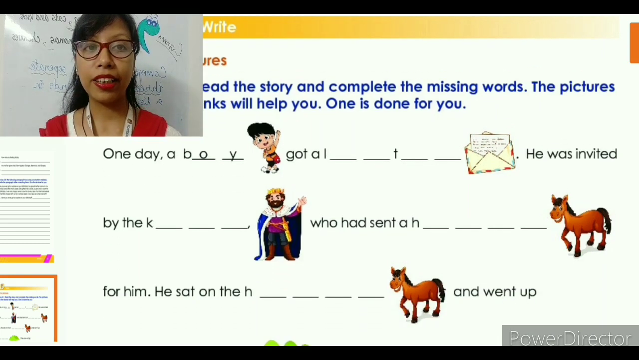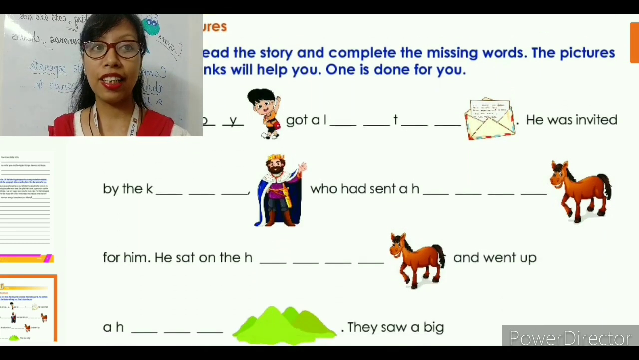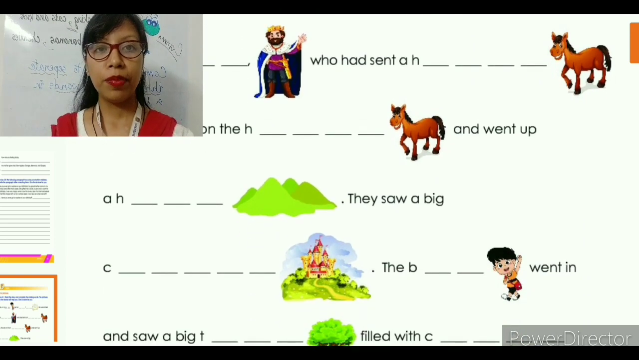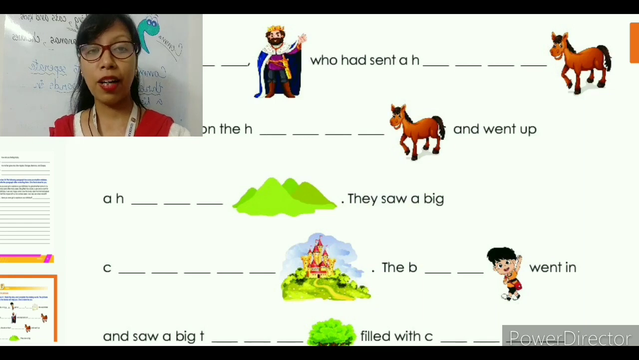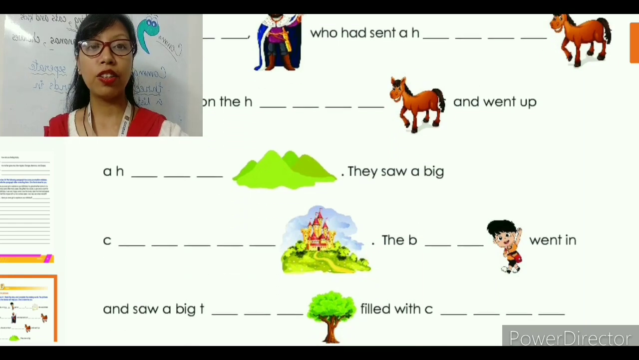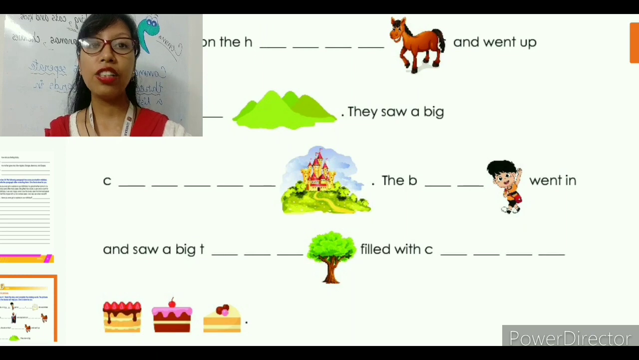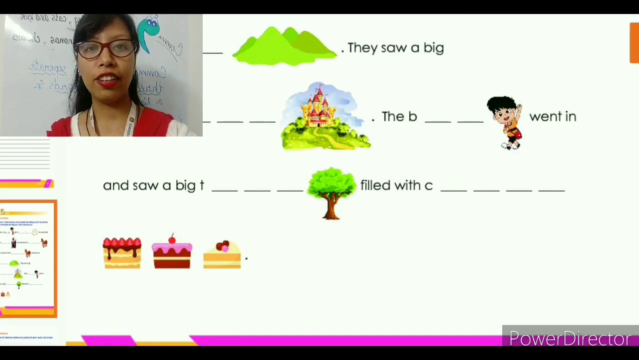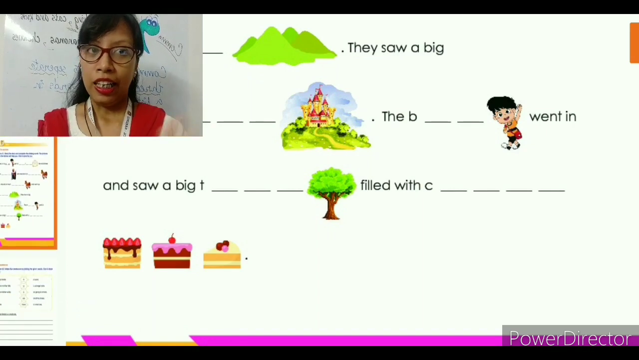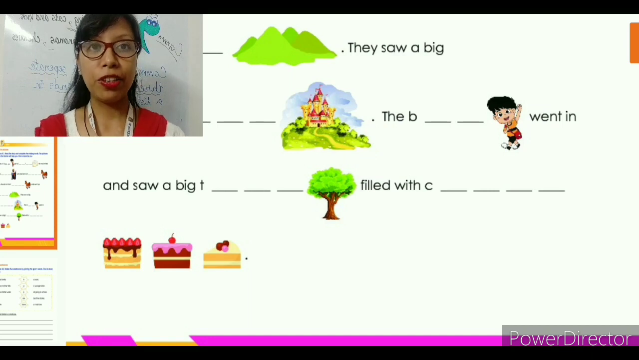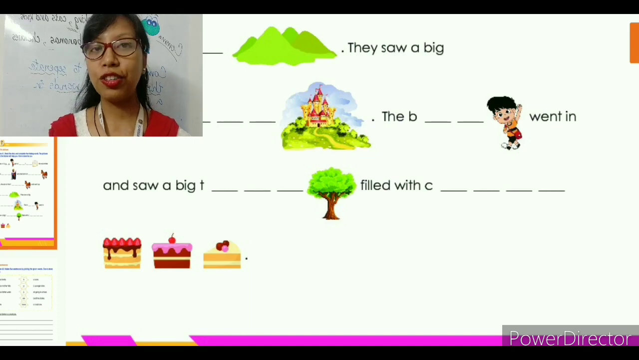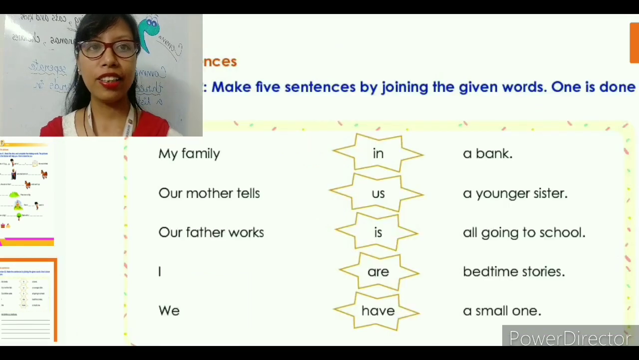He was invited by the dash, who has sent a dash for him. He sat on the dash and went up dash and went up a dash, full stop. They saw a dash. The dash went in and saw a big dash filled with dash. So this is one of the easiest ones. You have to look at the picture and just write down the names, and please check the spellings. Okay, now let's come to the next one.